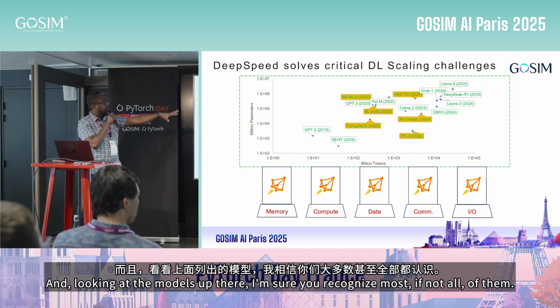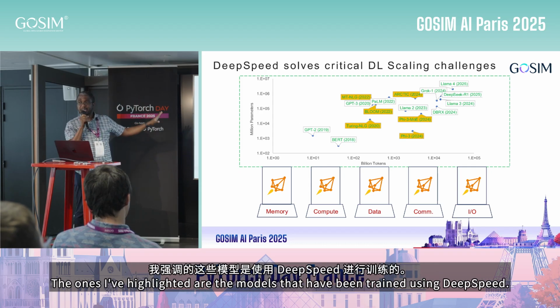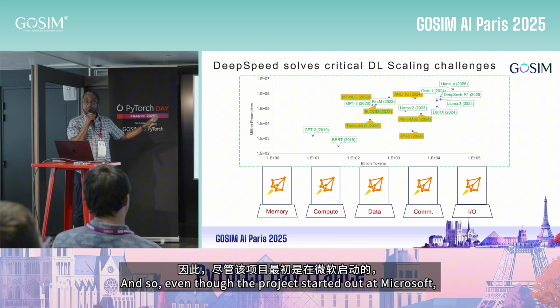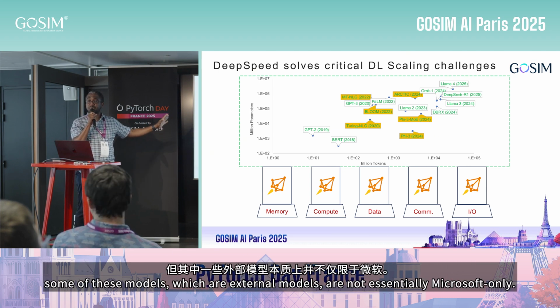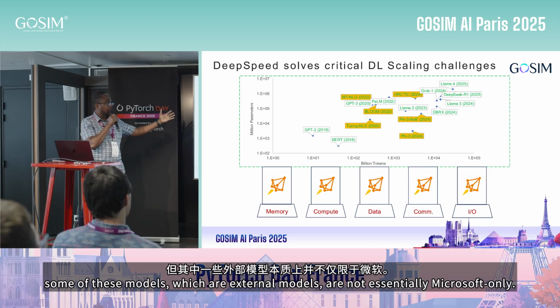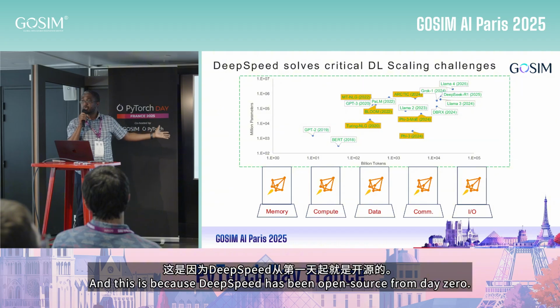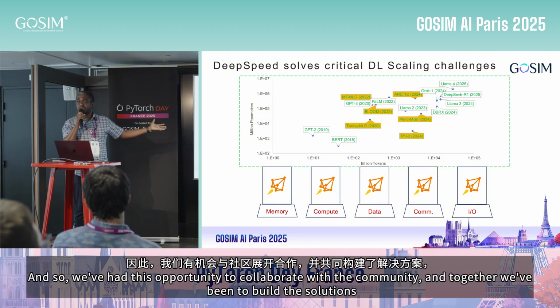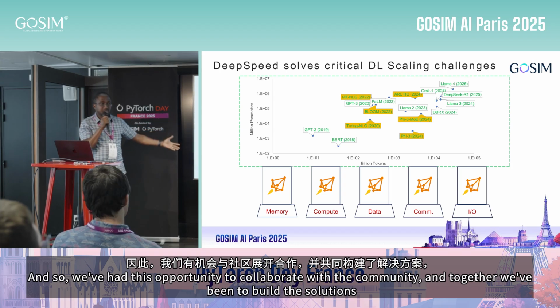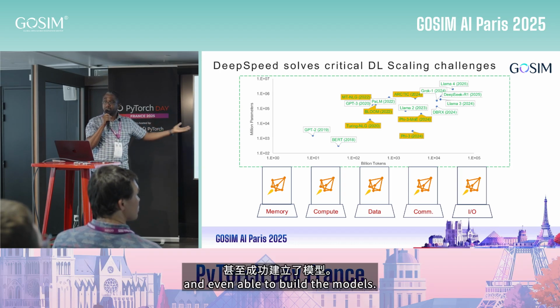Looking at the models up there, I'm sure you recognize most, if not all of them. The ones I've highlighted are the models that have been trained using DeepSpeed. Even though the project started out at Microsoft, some of these models are external models, not necessarily Microsoft only. This is because DeepSpeed has been open source from day zero. So we've had this opportunity to collaborate with the community, and together we've been able to build the solutions, and they've been able to build the models.